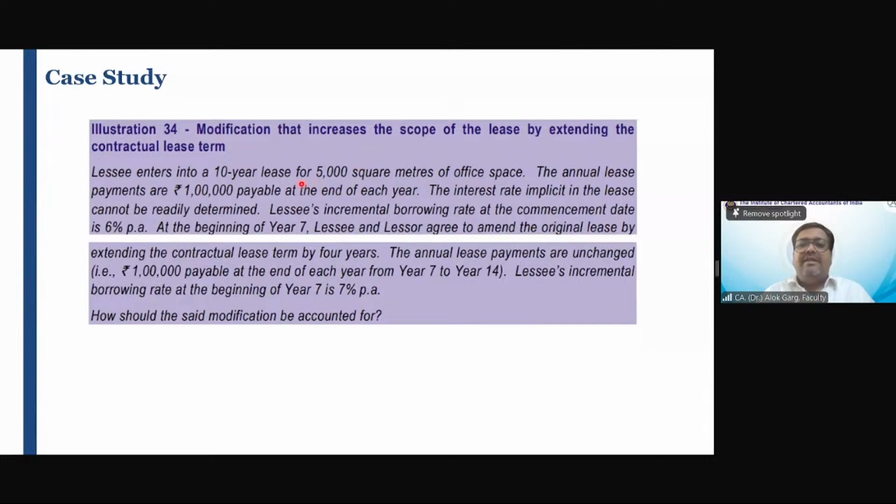Lessee enters into a 10-year lease for 5,000 square meter of office space. The contract is 10 years. The annual lease payments are rupees 1 lakh payable at the end of each year. So what is my annual lease payment? 1 lakh rupees, payable at the end of each year, which means discounting will start from the first year. The interest rate implicit in the lease cannot be readily determined. Lessee's incremental borrowing rate at the commencement date is 6% per annum.